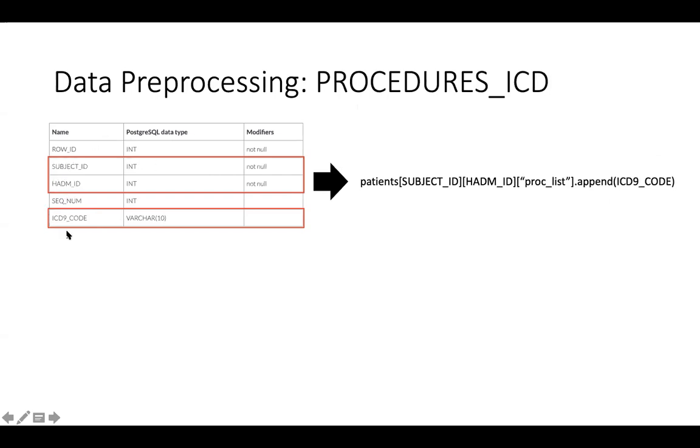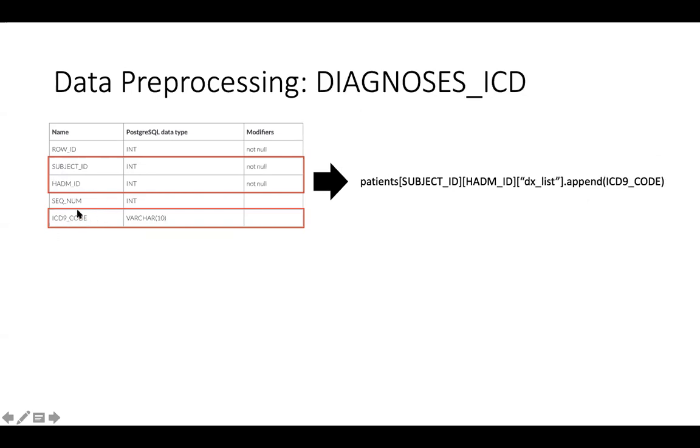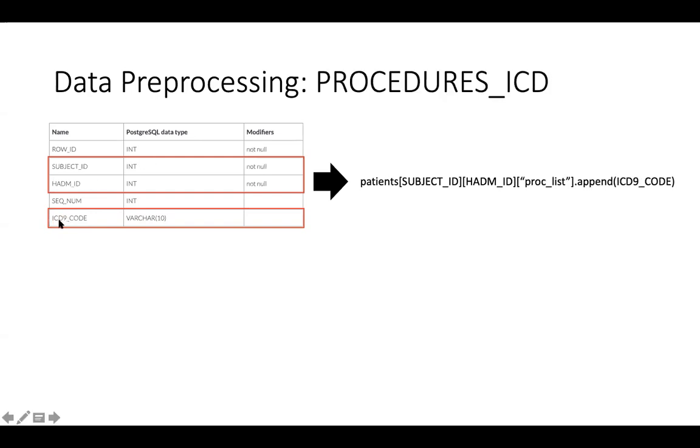So they have the subject ID, HADM ID, and then this ICD-9 code is actually not the same ICD-9 code as the diagnosis, because there's diagnosis ICD-9 code and there's procedures ICD-9 code. They're different things. For procedures ICD-9 code, I think there are maybe 4,000, 5,000 different codes. So this you can use to populate this list. So patient, subject ID, HADM ID, proc list. Because this is a procedures list, you append this varchar into the ICD-9. You append this information to the list. That's it.